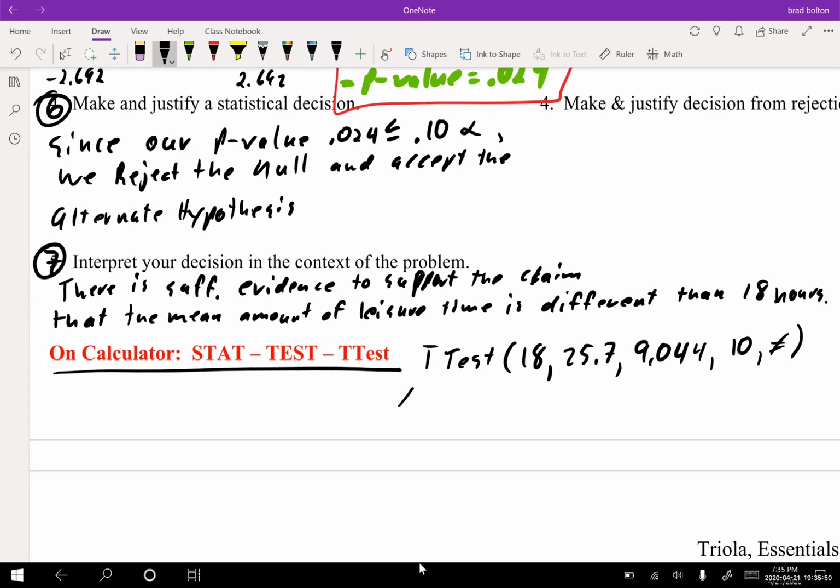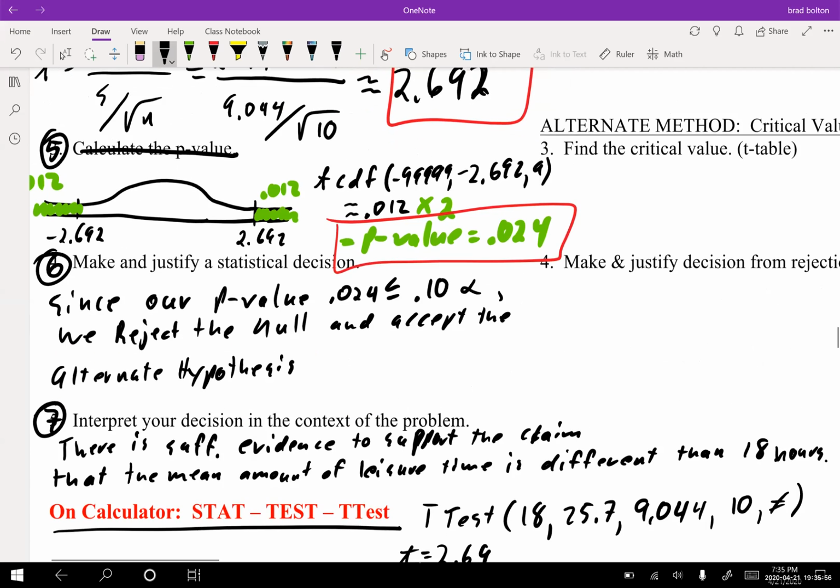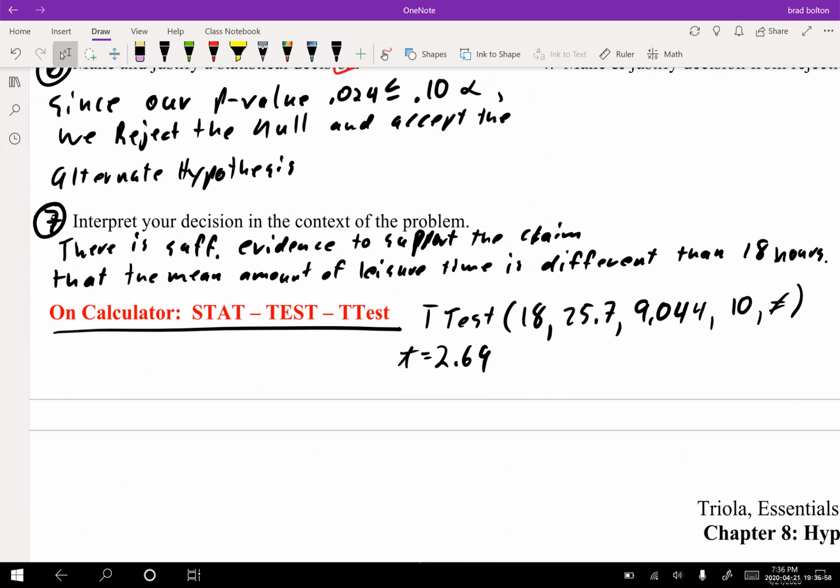it gives me a t-score of 2.69. Let's compare that. We got 2.692, so that's pretty good. It's actually 2.692 as well. We also got a p-value equals 0.0246, so about 0.025 if we round it off, which in either case we would be okay.